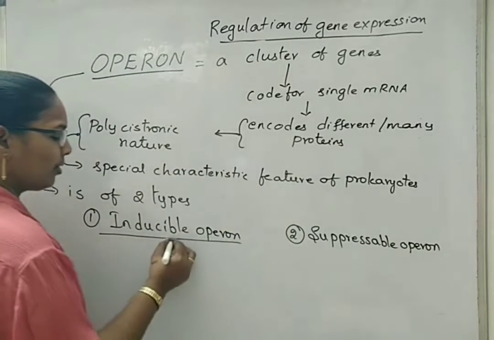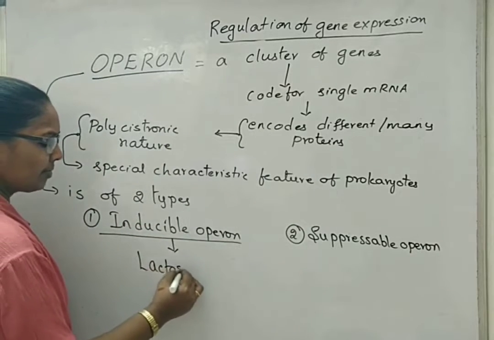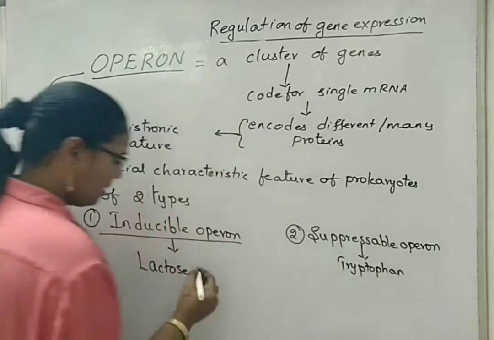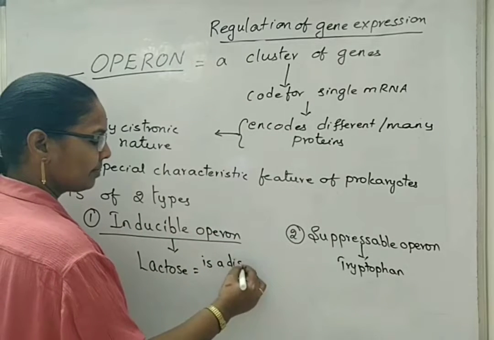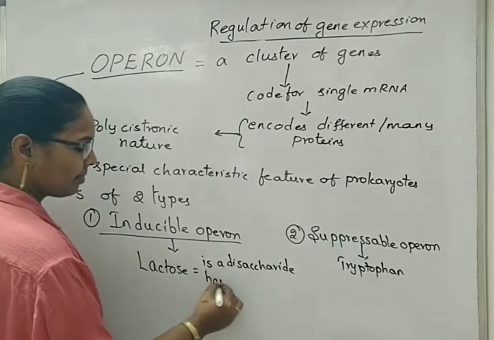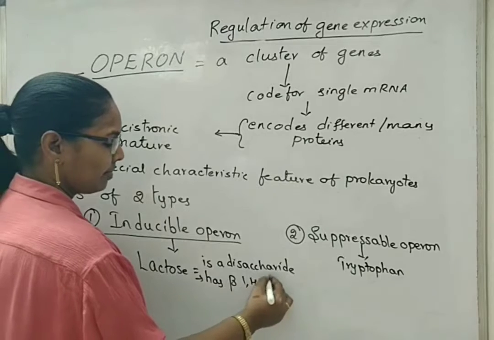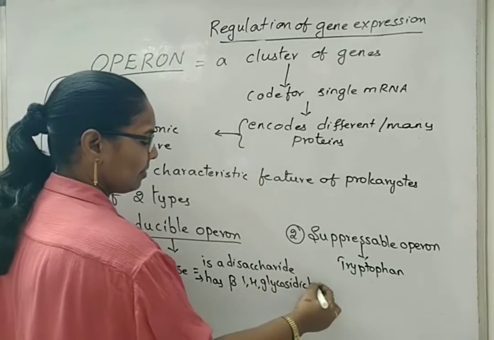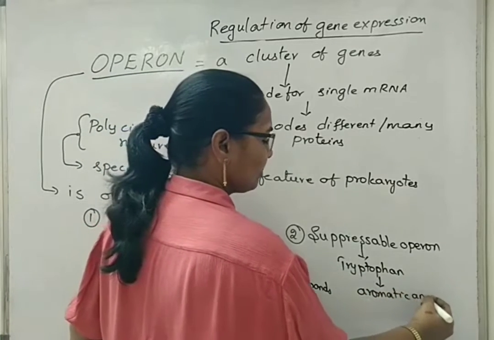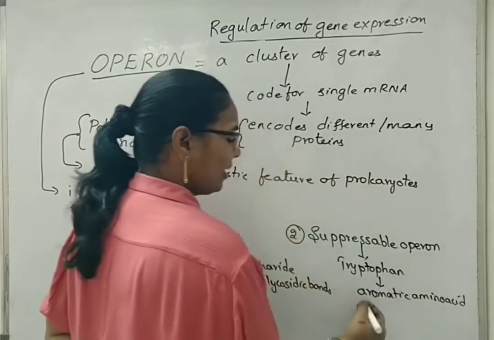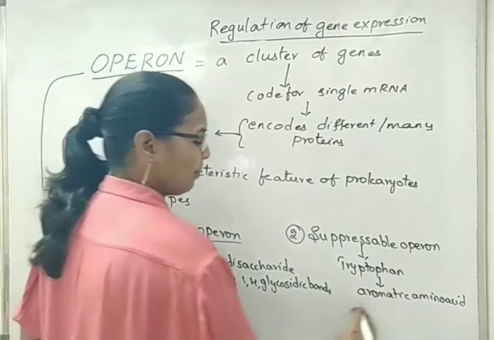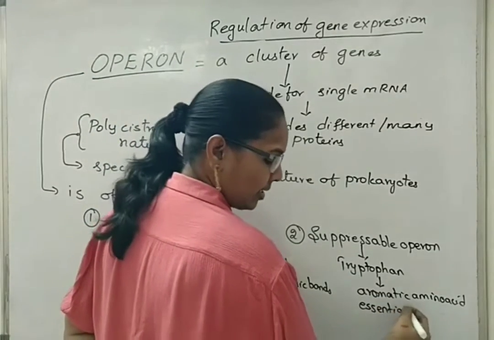Here, under inducible operon, we take the example of lactose. Here, we take the example of tryptophan. Lactose is a disaccharide that has beta-1,4 glycosidic bonds. But tryptophan is an aromatic amino acid, and it is also considered an essential amino acid because it is not synthesized in the animal body. It is an essential amino acid.